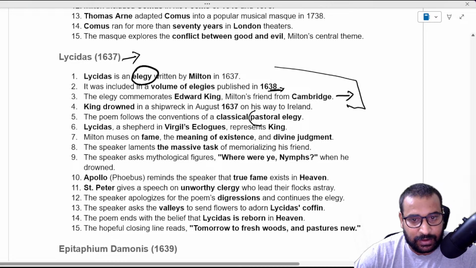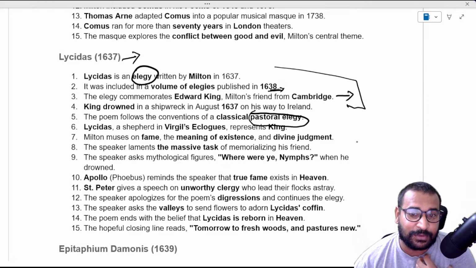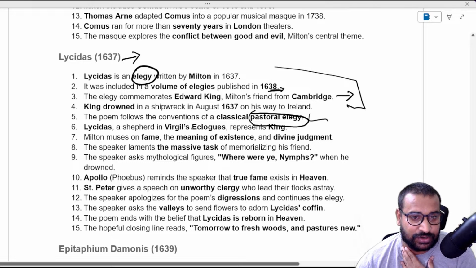Again, it is also a pastoral elegy. Maybe they'll ask not about the pastoral poem, but they might ask about pastoral elegy, right? So for that you have to remember this. Then there was a question on Virgil's eclogue. This Lycidas represents Virgil's eclogue, with King represented. So that question was also there.